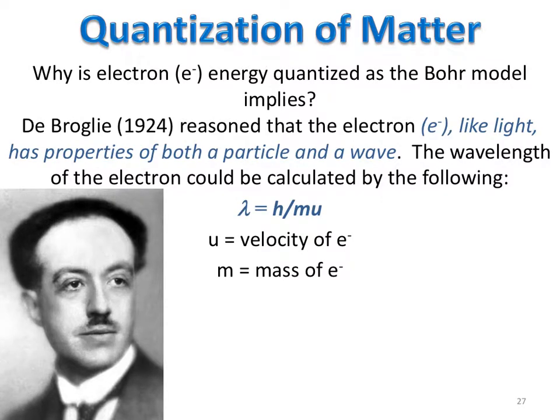De Broglie reasoned that the electron is like light and has properties of both a particle and a wave. However, unlike light, the wavelength of the electron can be calculated using its mass. That is, the wavelength is Planck's constant divided by mass times the velocity of the electron. Next, we will do some calculations.